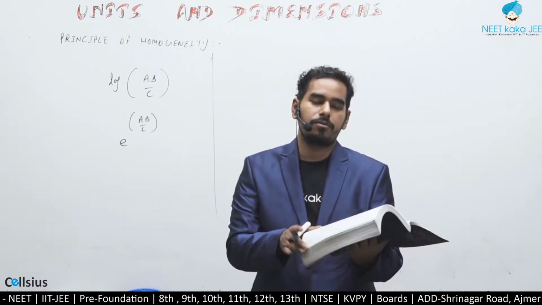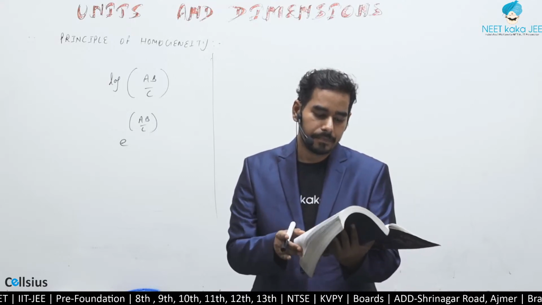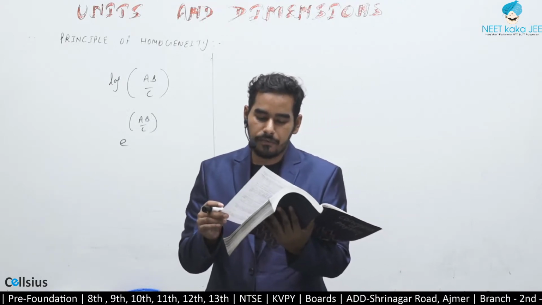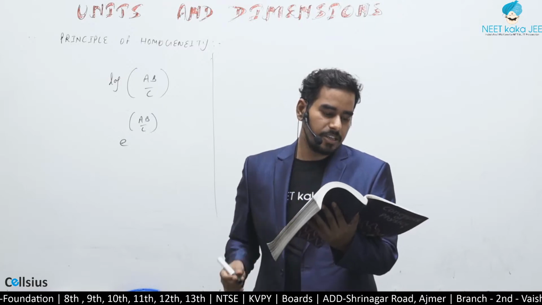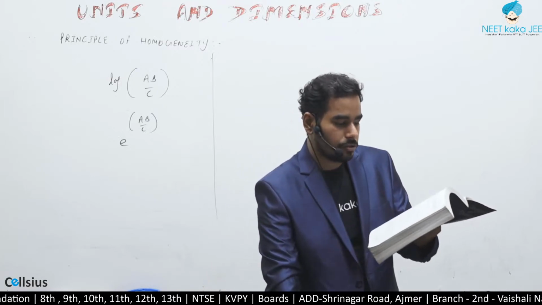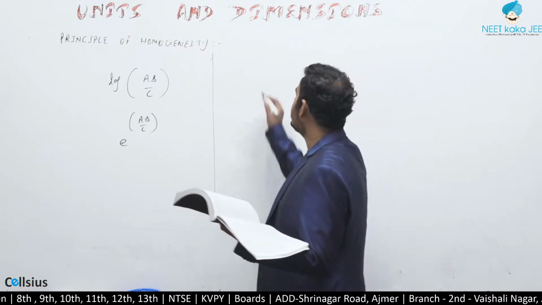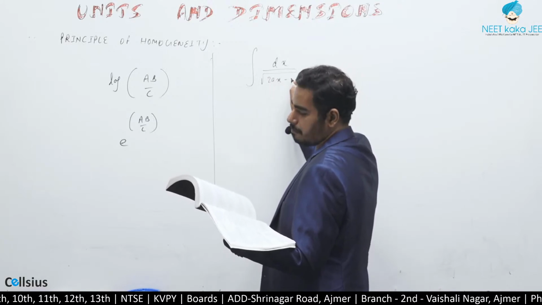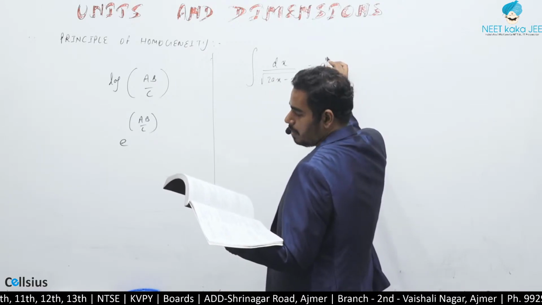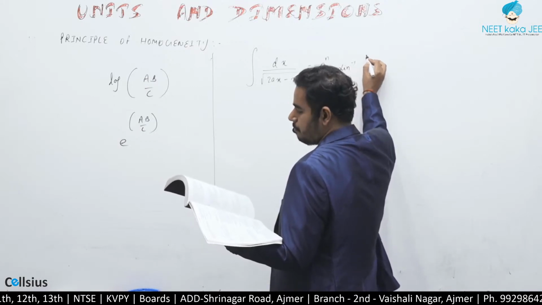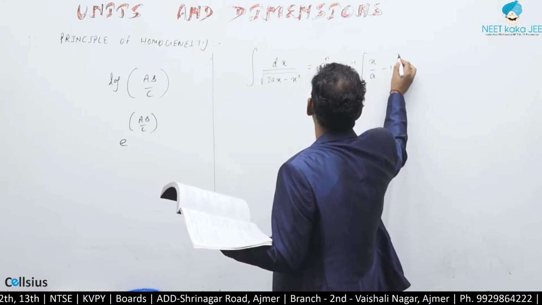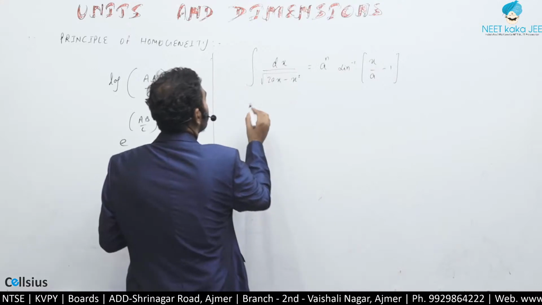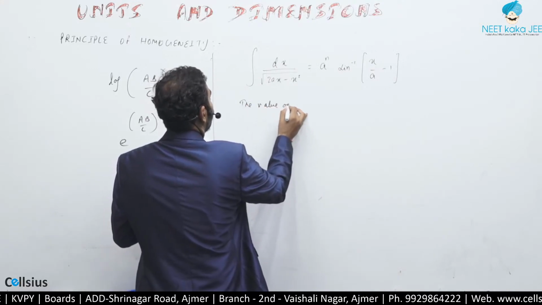First of all, I am giving you a question of units and dimensions only. Okay, now you know this is a very famous book, and suppose I am giving you a question of units and dimensions, and based on principle of homogeneity first of all. So there is a question like this. Okay, integration of dx upon under root of 2ax minus x square equal to a to the power n sine inverse of x by a minus 1. Okay, so this is the question that is in front of us, and it is telling you to calculate the value of n.